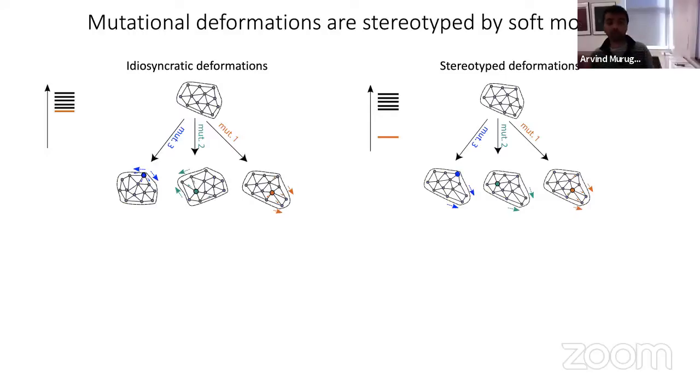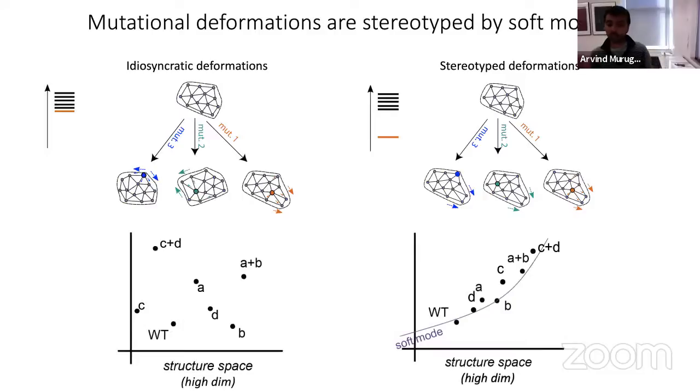So imagine you take a protein without any soft modes and you make three mutations. It's going to deform in completely idiosyncratic ways. Instead, if there was a big mode gap and one physical soft mode, the mutations, if they have some overlap with that soft mode, should generally give you stereotyped deformations along the same low dimensional space. Another way of saying it is, imagine you make two epistatic cycle mutations, so A, B, A plus B, C, D, C plus D, and you plot the structures in some high dimensional structure space. On the left, those six or seven structures will be all over the place in high dimensions. On the right, you'd expect them to be confined to a low dimensional space defined by those soft modes.